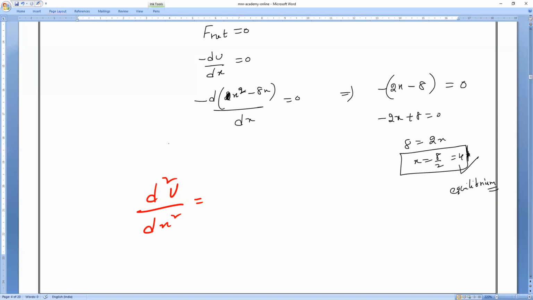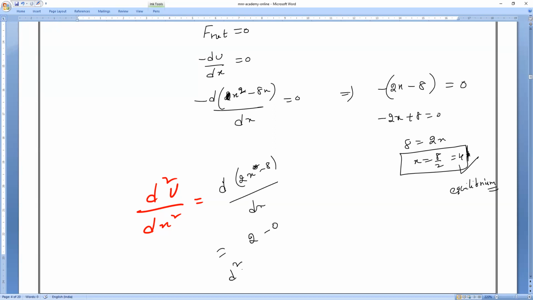So you can do the double derivative. d square of U, what is that? It is 2x minus 8. So again, if you do the derivation, what will happen? Double derivative, guys. You can simply write the second time derivation. So what is the answer? The derivation of 2x is 2, correct or not? And the remaining is 0. So 0 it will be.